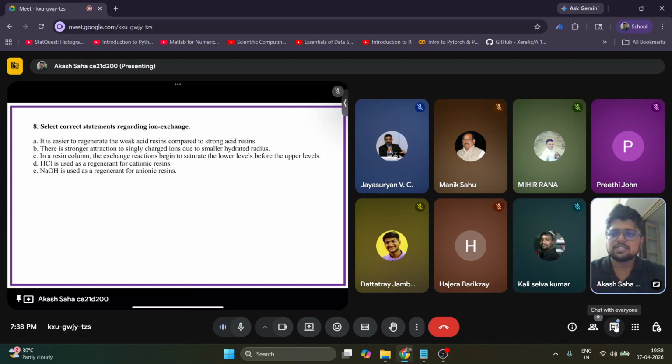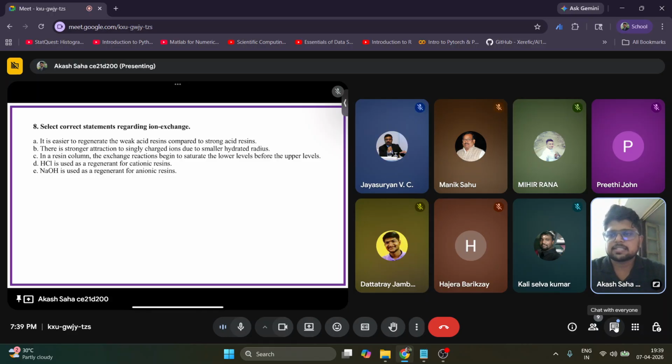So let's see the first statement. It says that it is easier to regenerate a weak acid resin compared to a strong acid resin. So obviously it will be easier, because why do we say it is a weak acid resin? Because the ions are not strongly attracted or not strongly attached. Since it is a weak acid resin, it will be easier to regenerate, because the electrostatic attraction will be weaker. Whereas in a strong acid resin, the electrostatic attraction will be much higher.